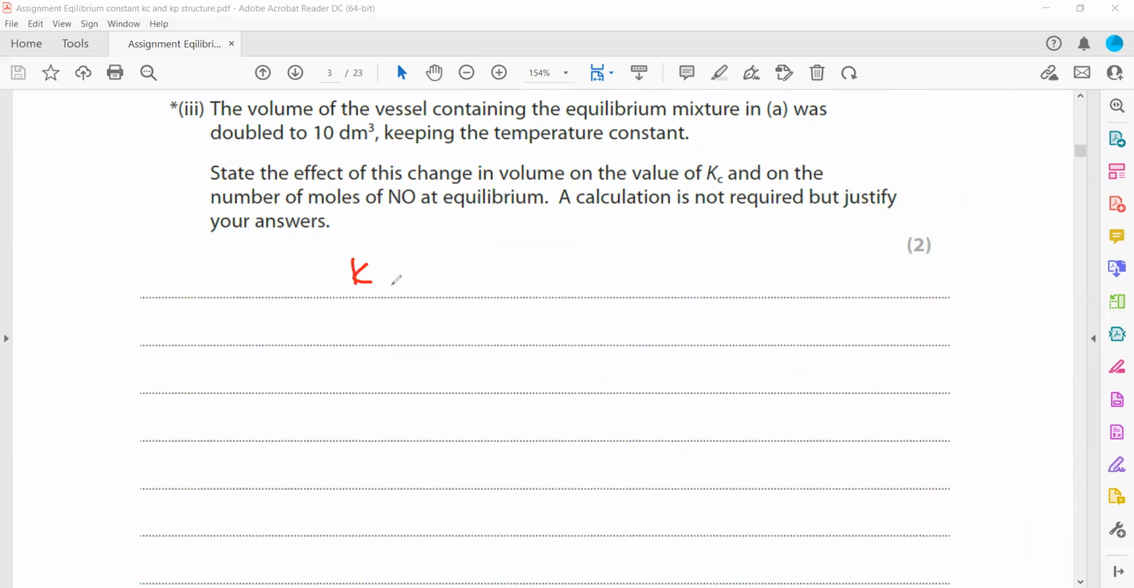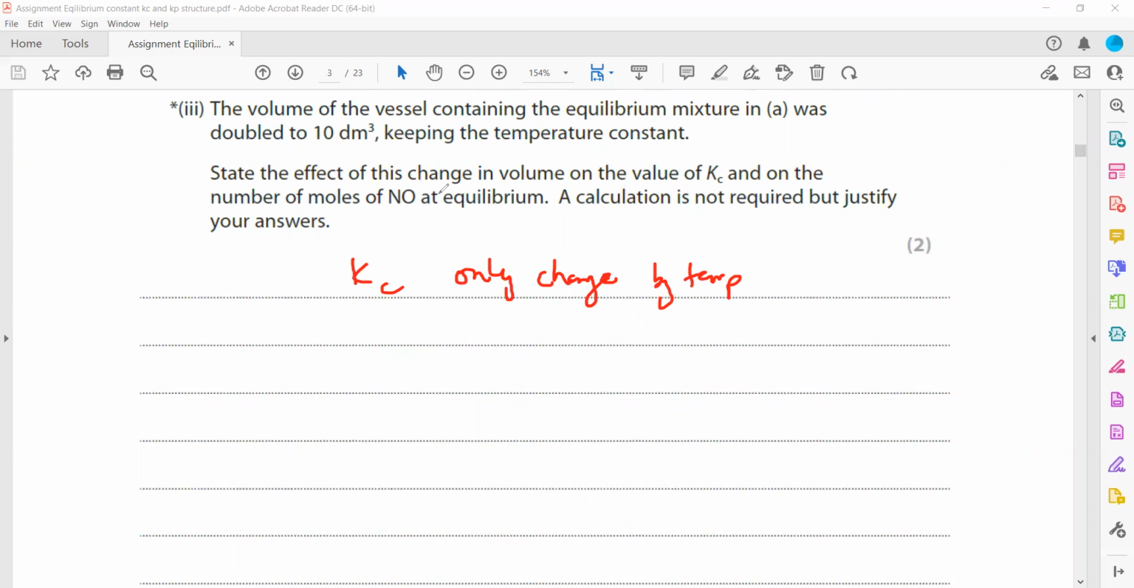For endothermic reaction, increase in temperature. So Kc only changes by temperature. So for endothermic, increase in temperature increases the value for Kc or Kp. Exothermic, increase in temperature decreases the value for Kc.